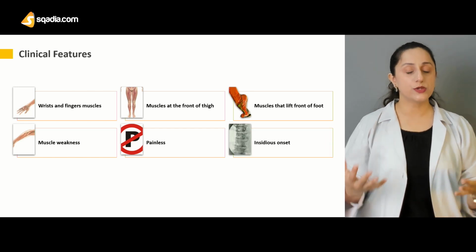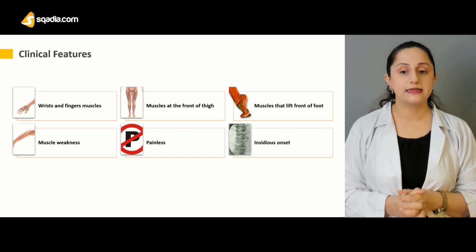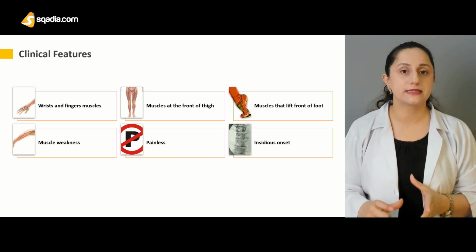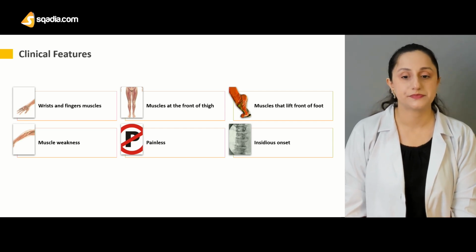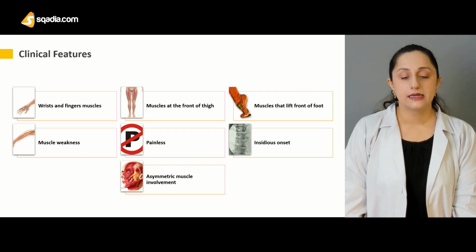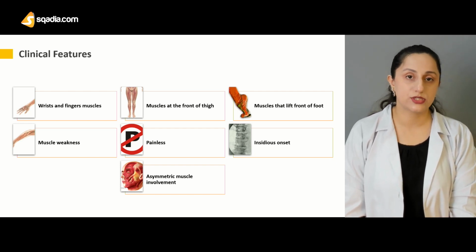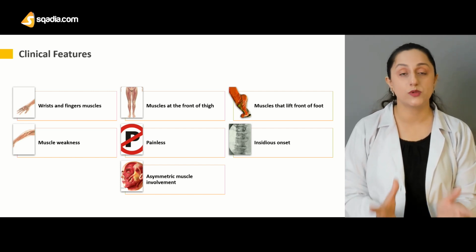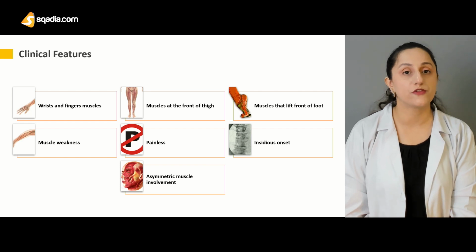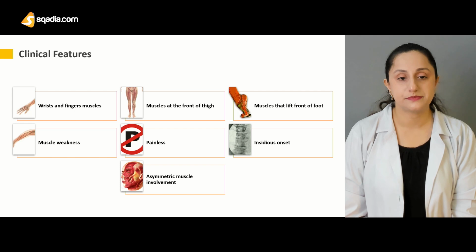There is an insidious onset rather than an acute onset of the disease, and usually the duration of the disease is chronic in its nature rather than acute. Then asymmetrical muscle involvement might be an exceptional case. Usually it is not the case, but in exceptional cases we might consider an asymmetrical involvement as one of the presentations of IBM.